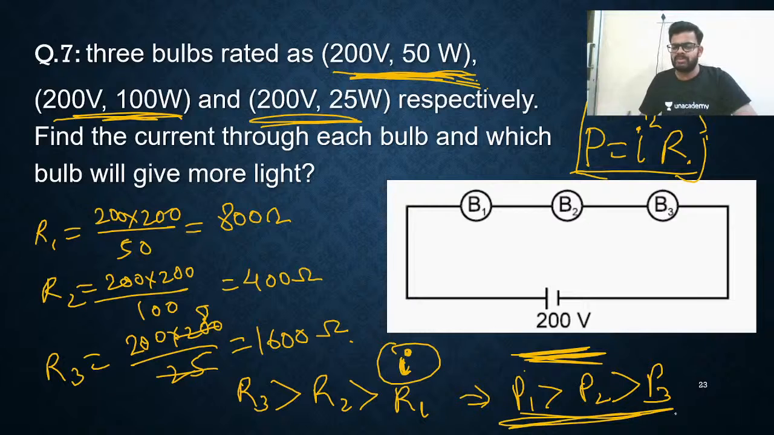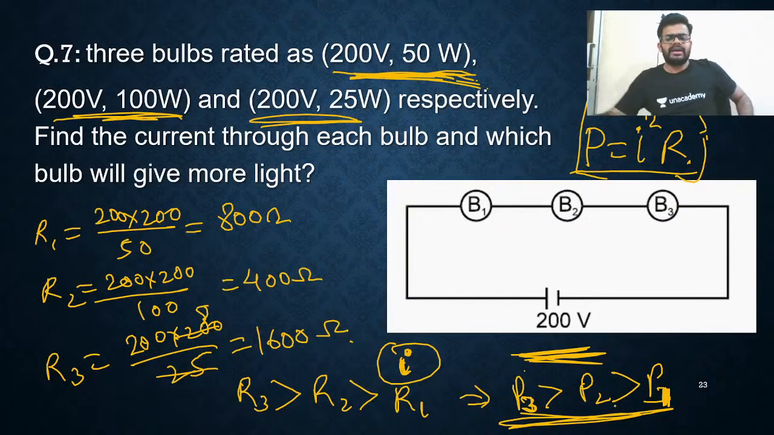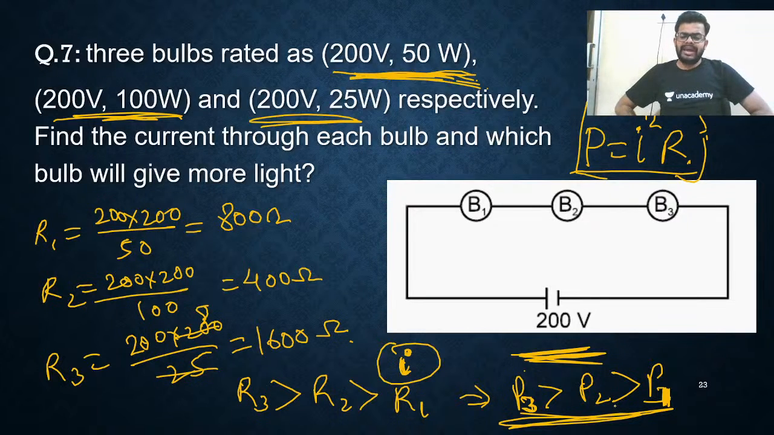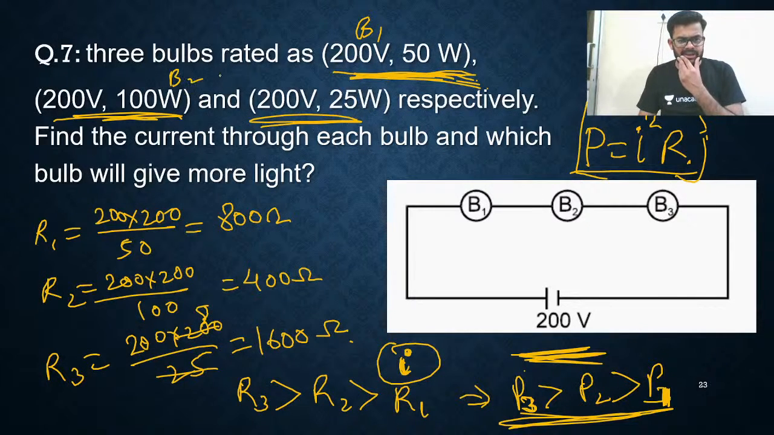So I will say P1 is greater than P2 is greater than P3. Sorry, I have written just opposite. P3, P2 and P1. Now it is correct. So the bulb which is consuming more power will give more light. Yes, this is B1, this is B2, and this is B3. So which one will give more light? Simply speaking, the bulb which is consuming more power will give you more light.